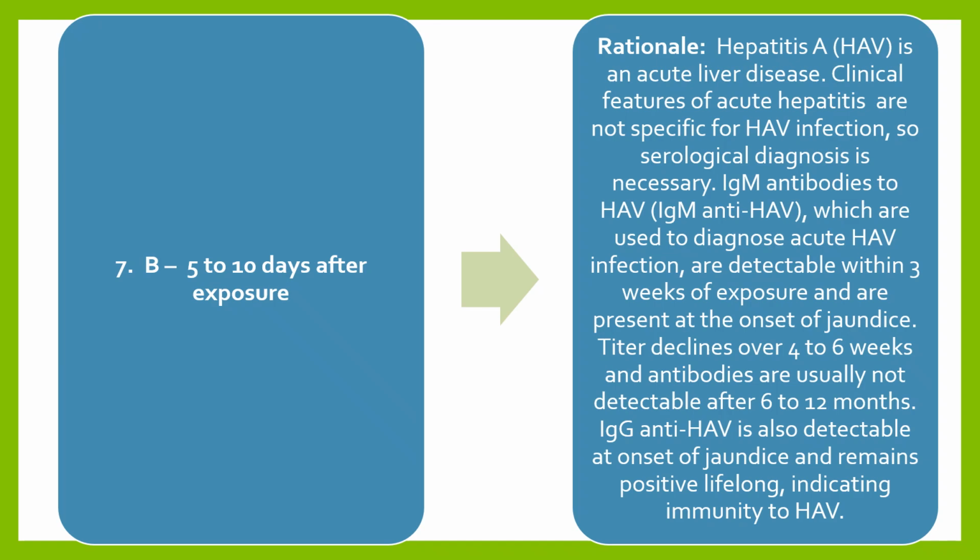Titer declines over 4 to 6 weeks, and antibodies are usually not detectable after 6 to 12 months. IgG anti-HAV is also detectable at onset of jaundice and remains positive lifelong, indicating immunity to HAV.